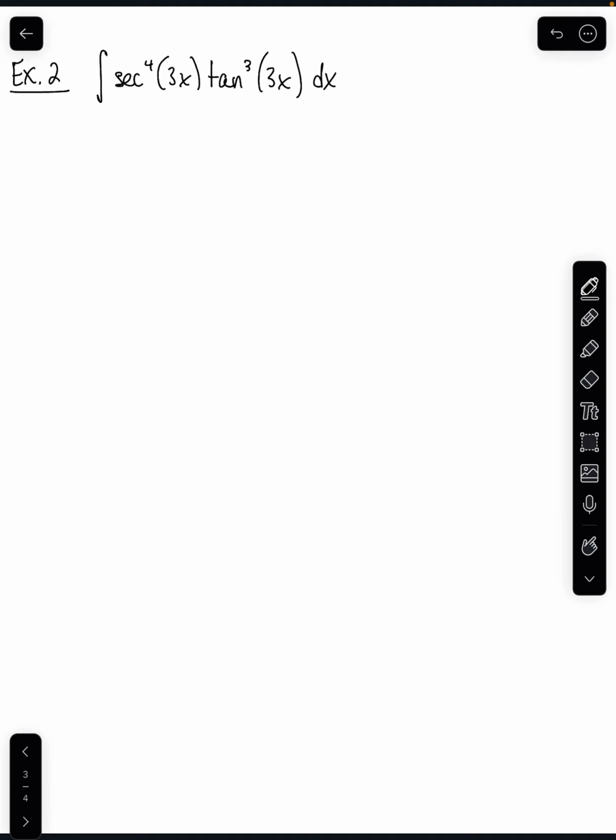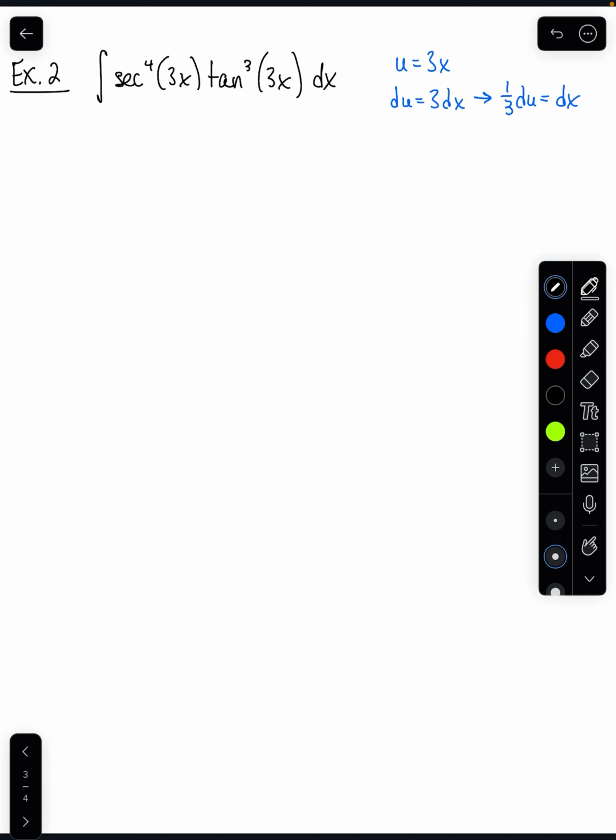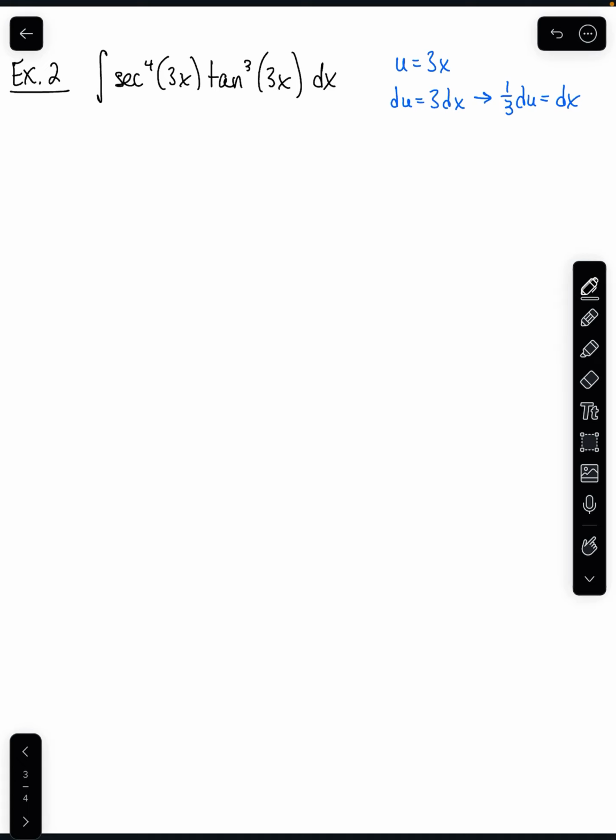Now, just to start out, that 3x that is inside both of the trig functions is probably going to just get annoying as we go through this problem. So it's not a bad idea to maybe just do a quick substitution at the beginning to get that out of the way. A quick substitution will get it out of our hair, and allow us to focus on the powers of secant and tangent.